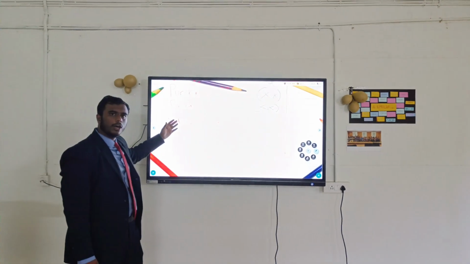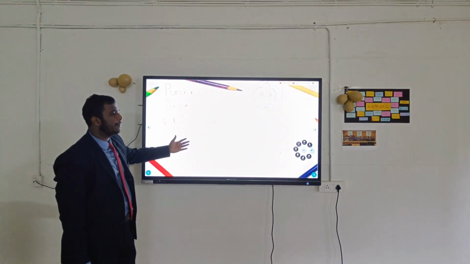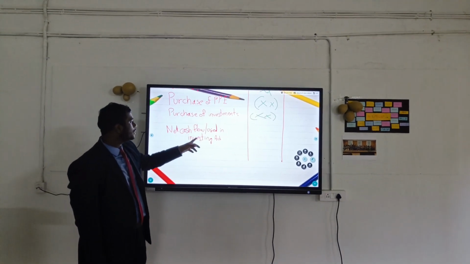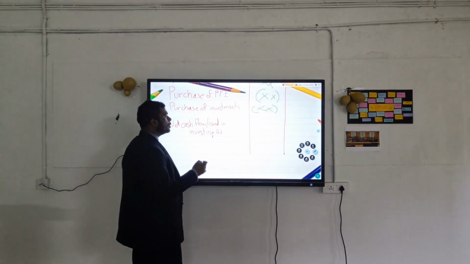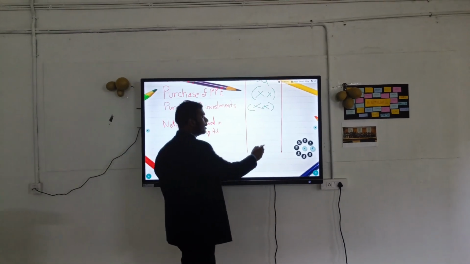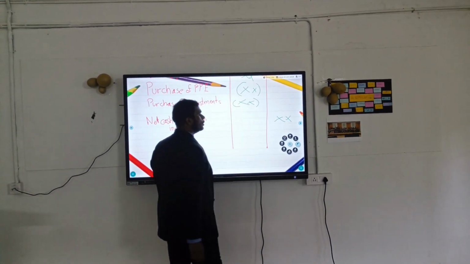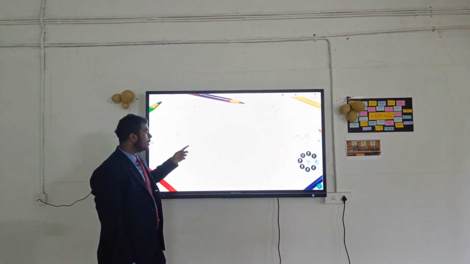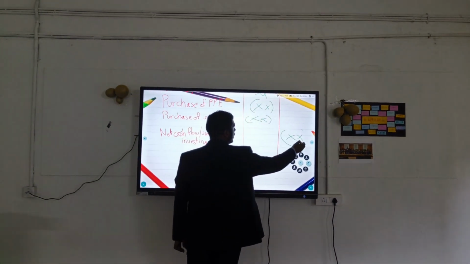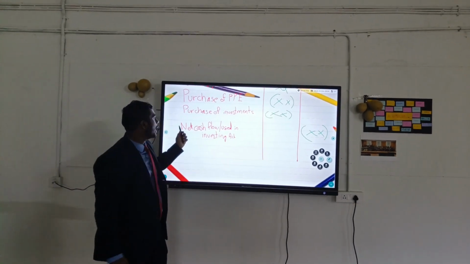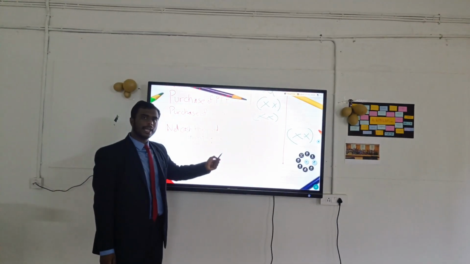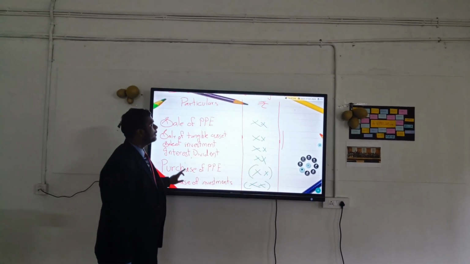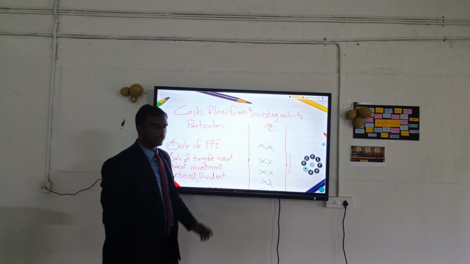Next, after adding all the receipts and deducting all the payments, we will get the net cash flow from or used in investing activity. We should note that if we are getting a positive figure, you should write net cash flow from investing activity. And if you are getting a negative figure, you should say cash flow used in investing activity.